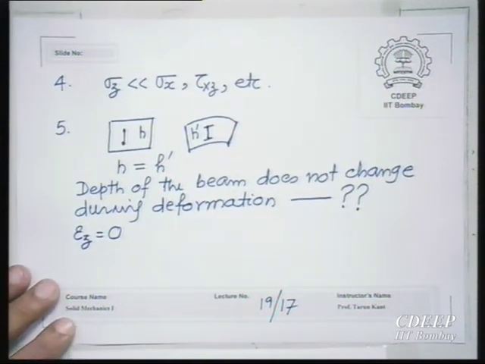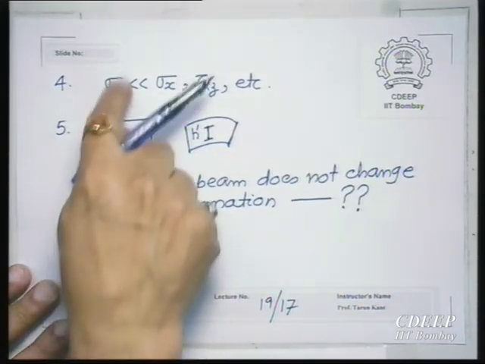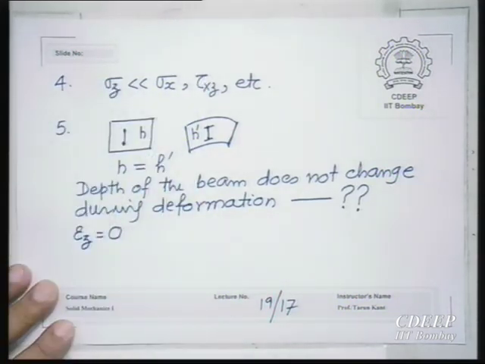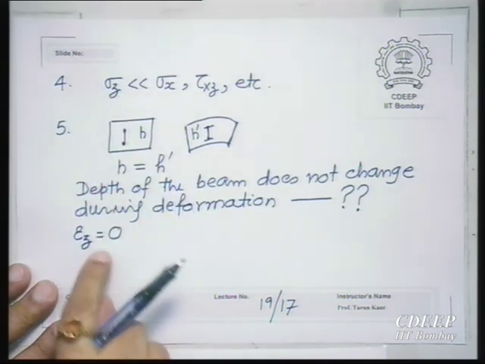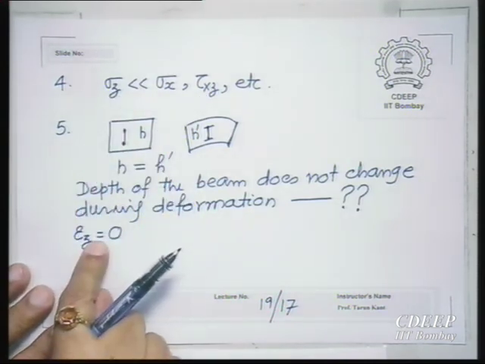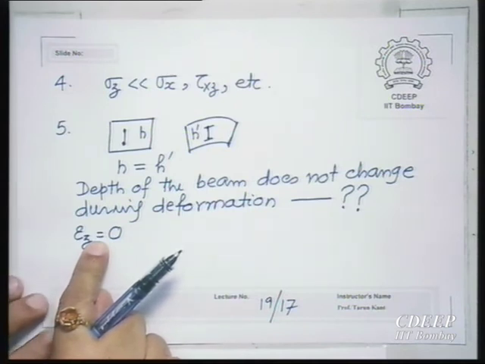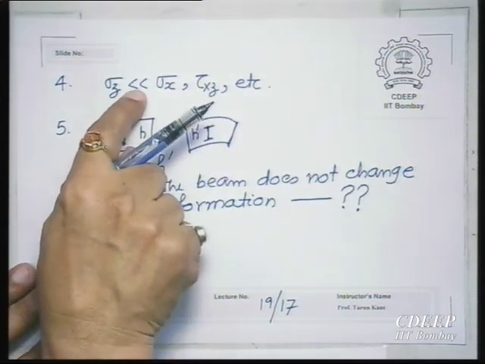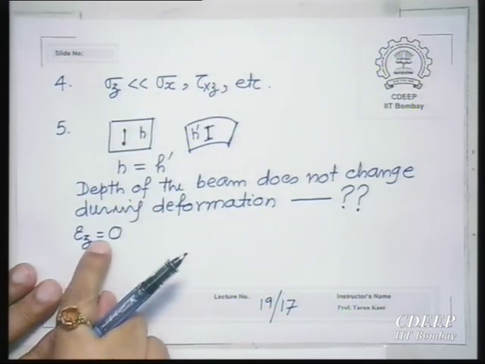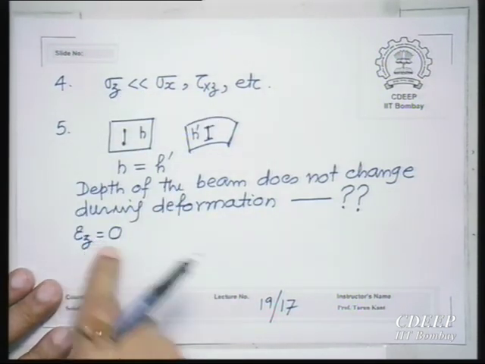Now, then you will say that sigma z is also, you are assuming, 0. Can both be 0? No, in theory it cannot, but whenever we make assumptions, there is always some conflict. So, that is why I am writing this one small. I am not saying it equal to 0, but this one I am saying equal to 0. Okay, so we will change.